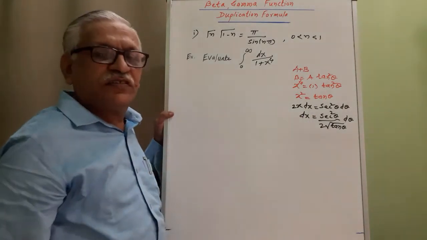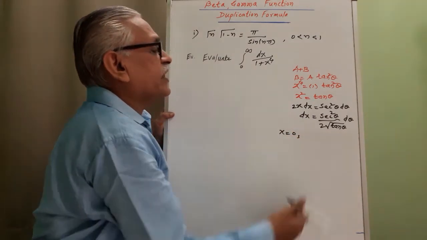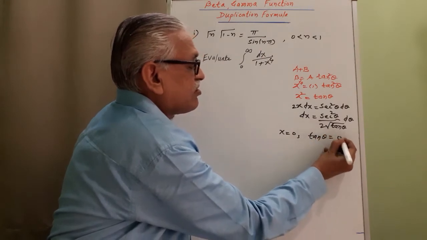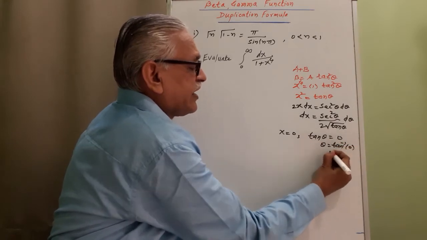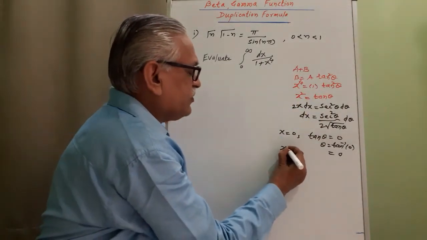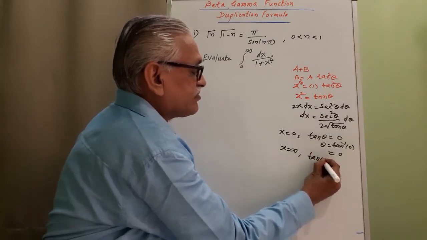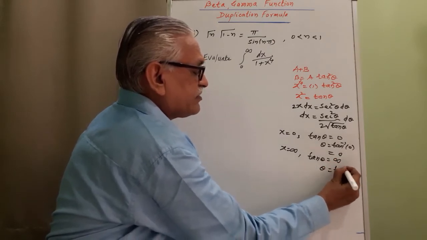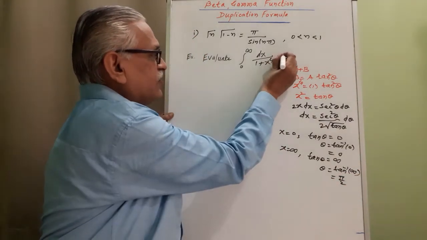As I have used the substitution, we try to find the new limits. For x equals 0, we get tan theta equals 0, meaning theta is tan inverse of 0, and tan inverse of 0 is 0. For x equals infinity, we get tan theta equals infinity, theta is tan inverse of infinity, and the value of tan inverse of infinity is pi by 2. Let us call this equation 1.